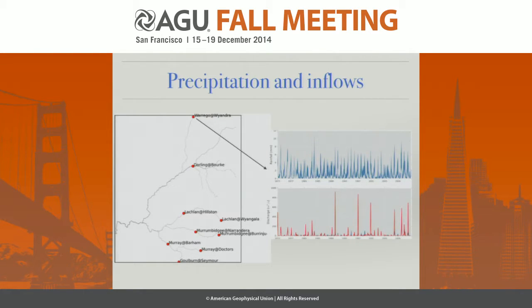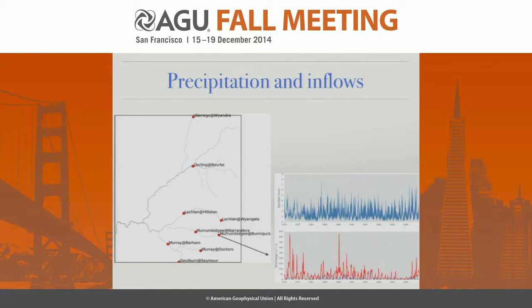Looking at a different station, the Warrego, again, we're significantly underestimating the discharge. And the same thing happens when we look at the Murrumbidgee, and that basically reaffirms what we saw in the previous plot.